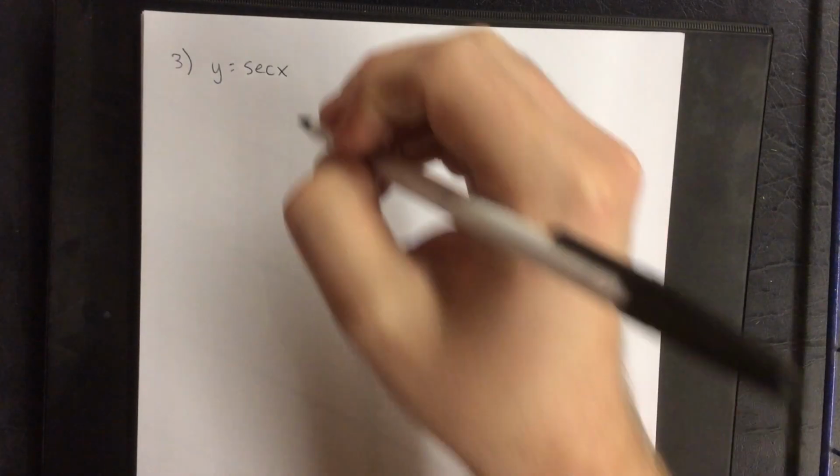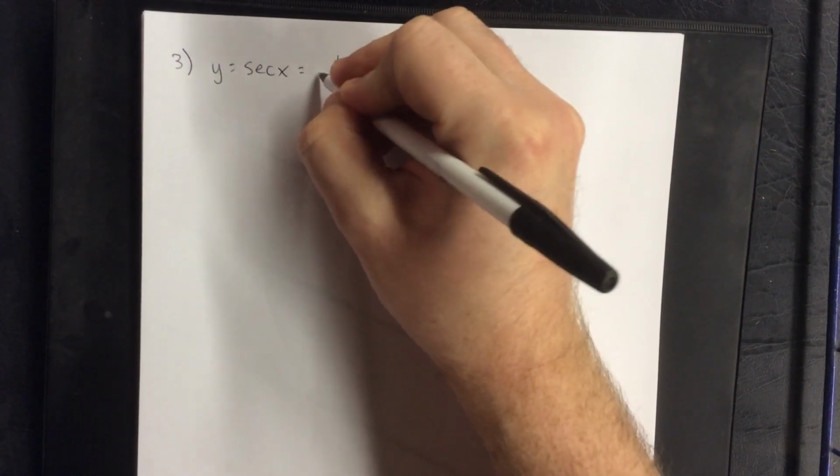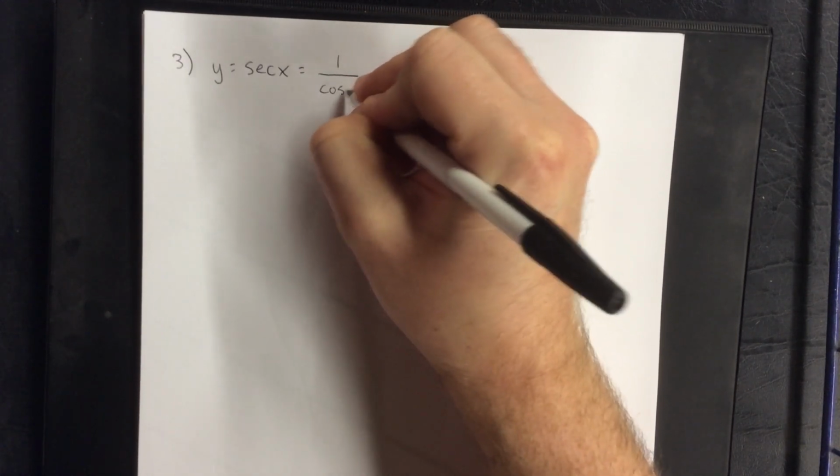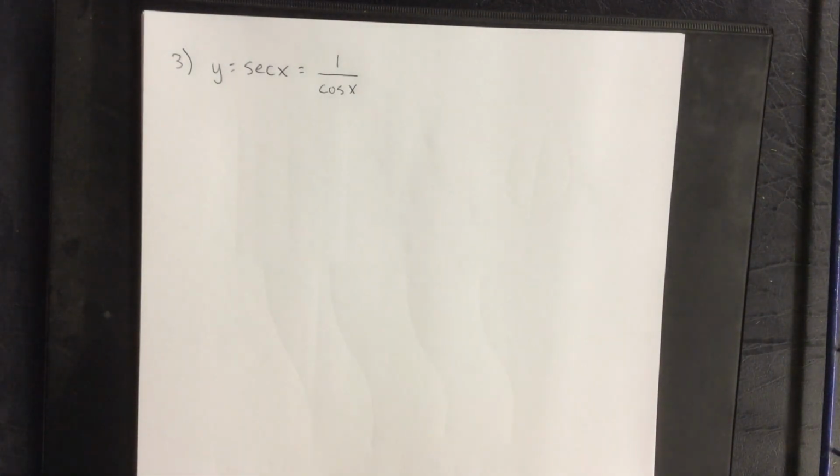So next up, let's take a look at the graph of y equals the secant of x. For y equals the secant of x, using a reciprocal identity, that'll be the reciprocal of the cosine of x.